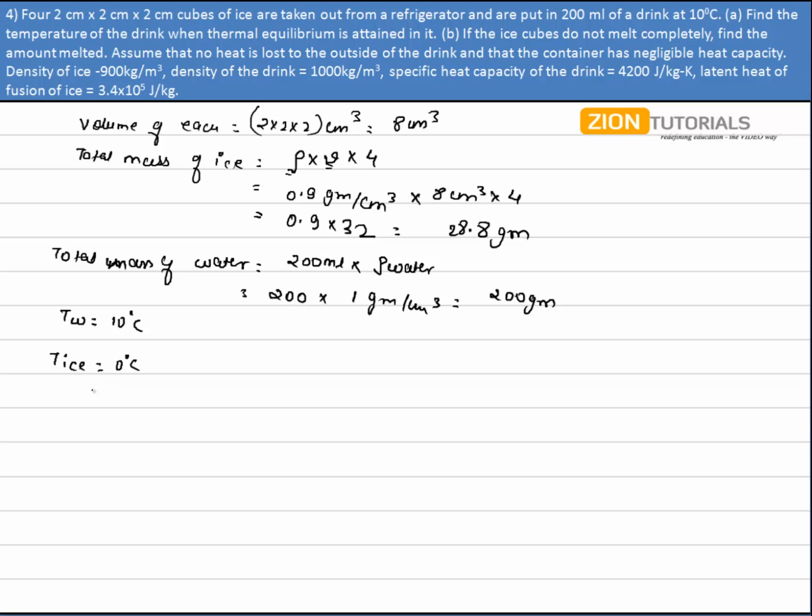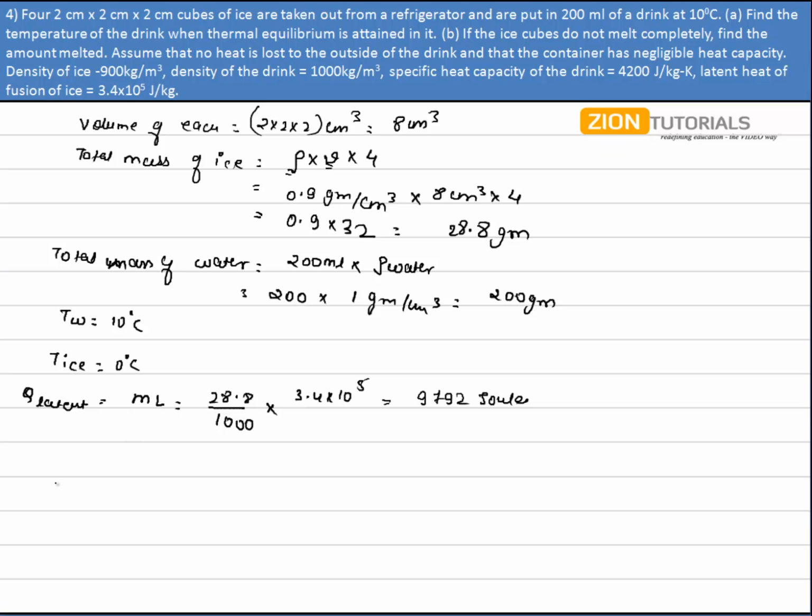Agree with that? Fine. So let's say 28.8 grams of ice convert to water at 0 degree, so Q latent, that is the heat that will be required to convert 28.8 grams of ice into water, is equal to mL, that is 28.8 by 1000, that is mass in kg, times the latent heat of fusion, that is 3.4 into 10 to the power 5. That comes out to be 9792 joules.